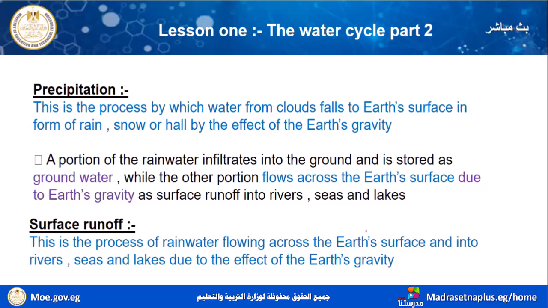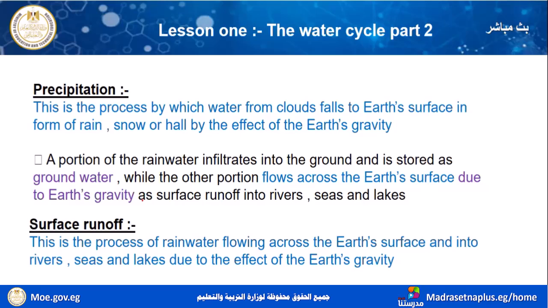As we said, precipitation occurs when water droplets become very heavy and the wind can't carry them, and then they are attracted to the Earth's surface by the effect of gravity. Then water will return back to the Earth's surface by the effect of the Earth's gravity. And if the temperature is less than the freezing point, then the water will change from liquid state to solid state, and in this case, it will make snow or hail.